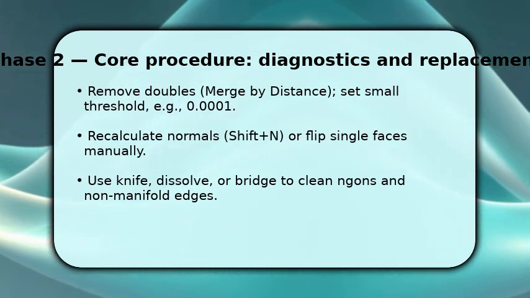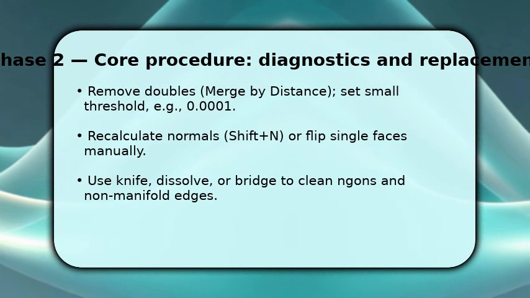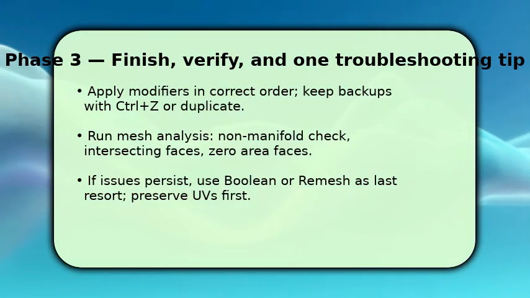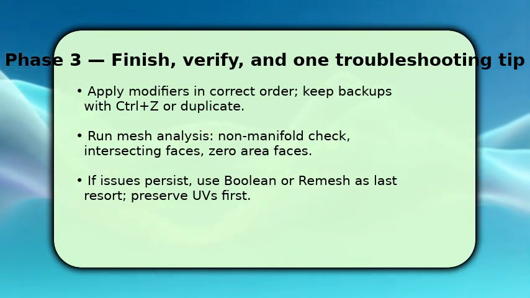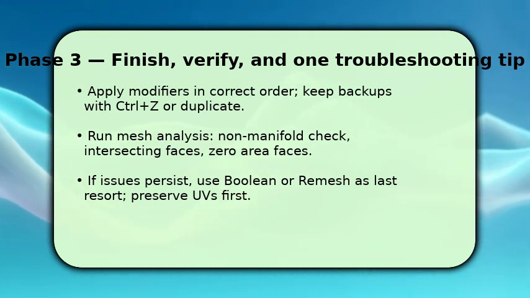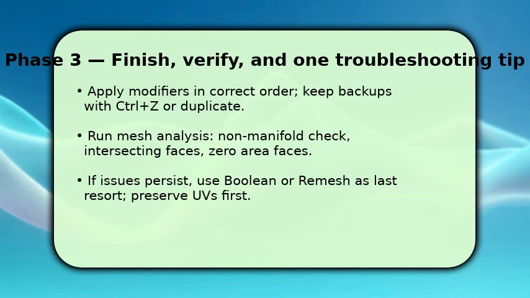Finish by applying modifiers in the proper order and validating results. For instance, apply scale before subdivision to prevent distortions. Once applied, run Blender's mesh analysis for non-manifold geometry, intersecting faces, and zero-area faces and fix any flagged items.